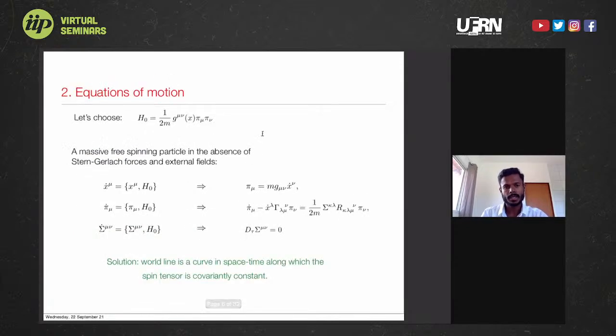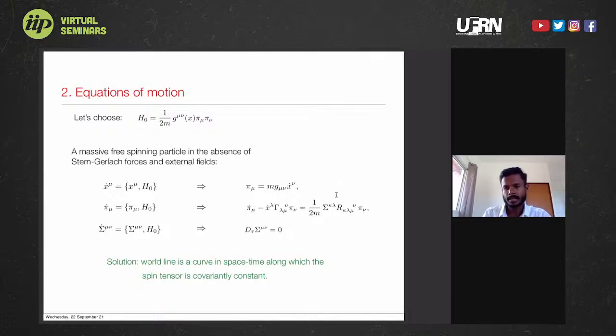Suppose for our analysis, let me choose this minimal Hamiltonian. That is, I consider the particle interacts only gravitationally. There are no external forces like Stern-Gerlach force or any other fields. So then this is the minimal Hamiltonian. Now I compute these phase space coordinates x mu, pi mu, sigma mu with this chosen Hamiltonian. Then I obtain the equations of motion. The first equation is the same as that of a test particle, which says that the covariant momentum is proportional to the proper forward velocity. And in the second equation, the left-hand side is nothing but the geodesic part.